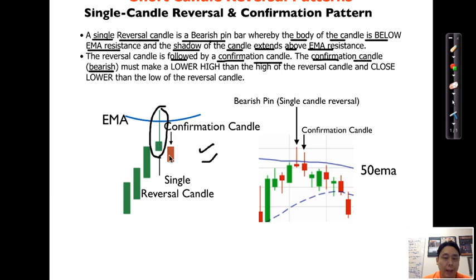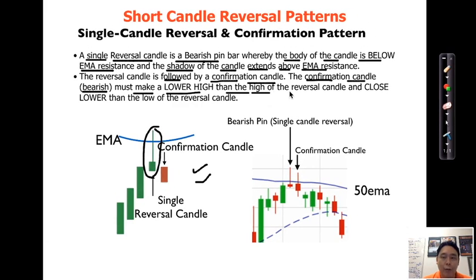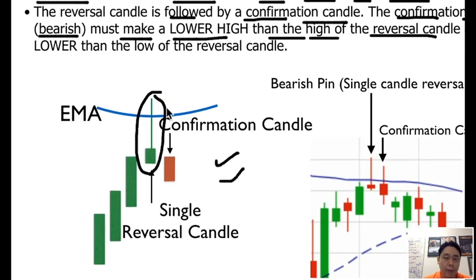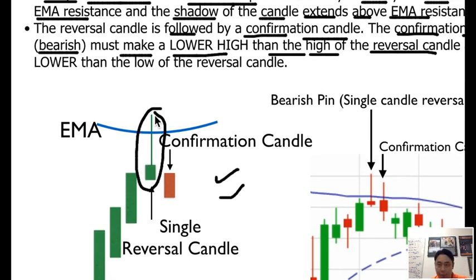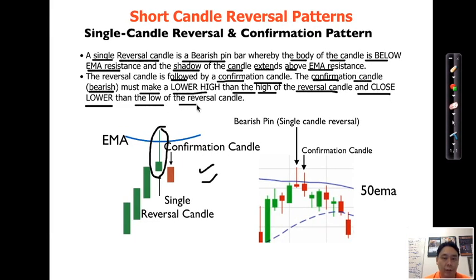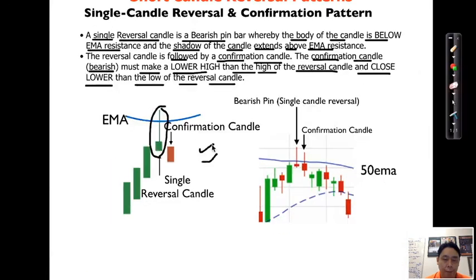And the confirmation candle must make a lower high than the high of the reversal candle, so this high must be lower than this high, showing you that it's coming down. And the confirmation candle must close lower than the low of the reversal candle. So that's the open, that's the close. It must close below the low of this candle. Check, check, with a confirmed reversal.